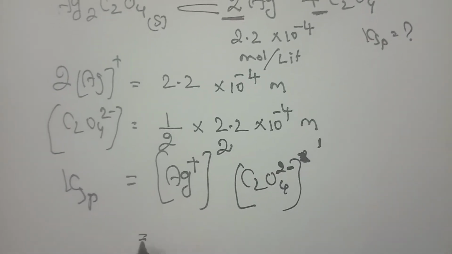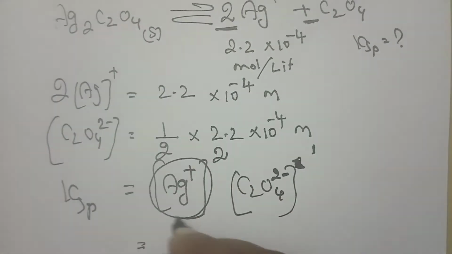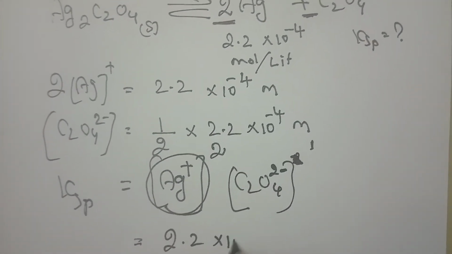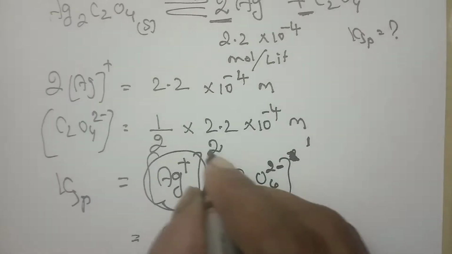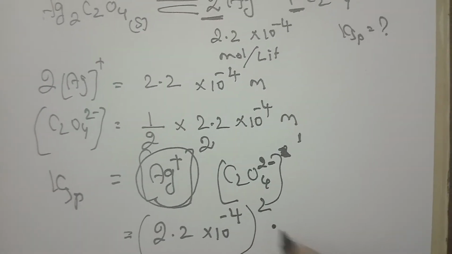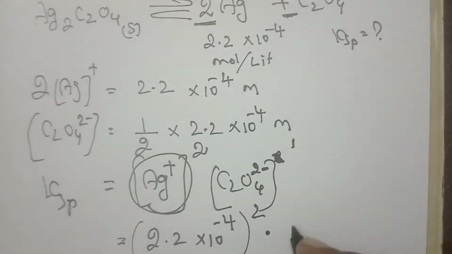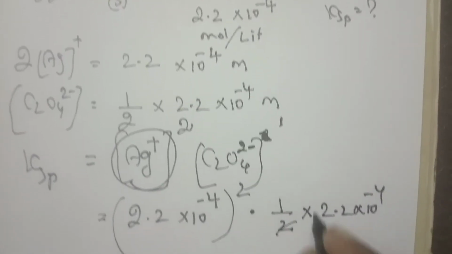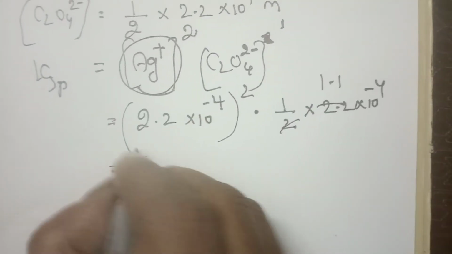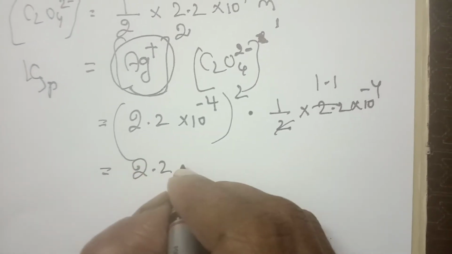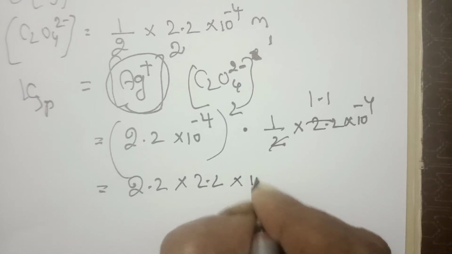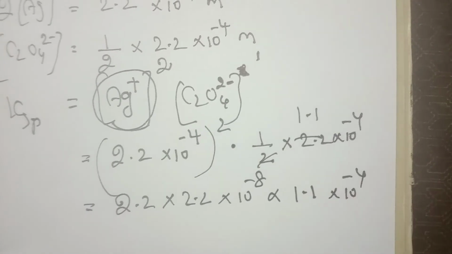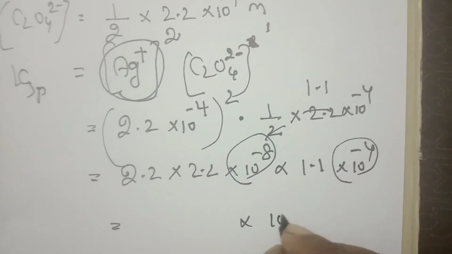Now let us substitute. Concentration of silver ion is given as 2.2 into 10 power minus 4, the whole square, into the oxalate ion concentration, written here as 1 by 2 into 2.2 into 10 power minus 4. Let us cancel. Now we are getting 1.1. So now the format is 2.2 into 2.2 into 10 power minus 8 into 1.1 into 10 power minus 4. Let us first complete the powers: 10 power minus 12.